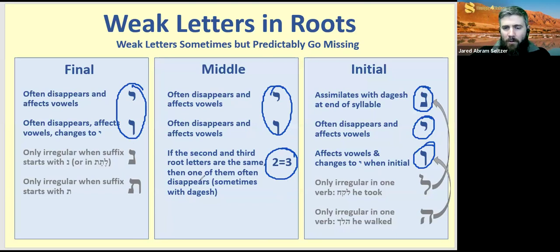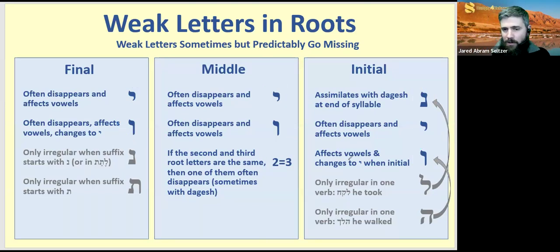Now, what I'm showing you is generally what happens. Nun doesn't like coming at the end of a syllable. So anytime you have a verb where nun comes at the end of a syllable, it disappears. Let me give you an example.